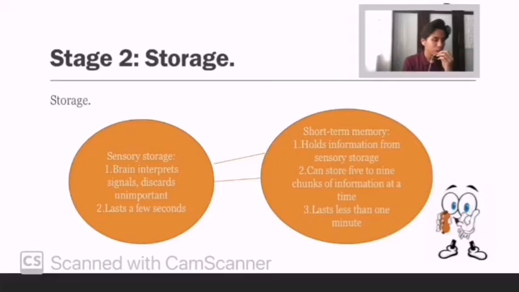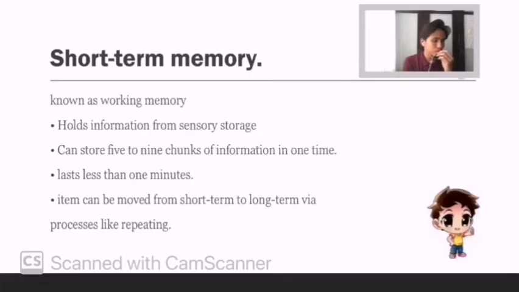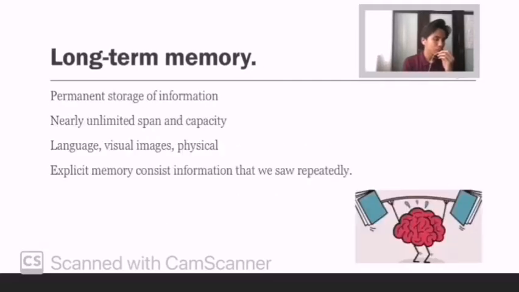Short-term memory, known as working memory, holds information from sensory storage, can store 5 to 9 chunks of information at one time, and lasts less than 1 minute. Items can be moved from short-term to long-term memory via processing, like repeating. Long-term memory is permanent storage of information and knowledge, with unlimited span and capacity: language, visual images, physical. Explicit memory consists of information that we saw repeatedly.